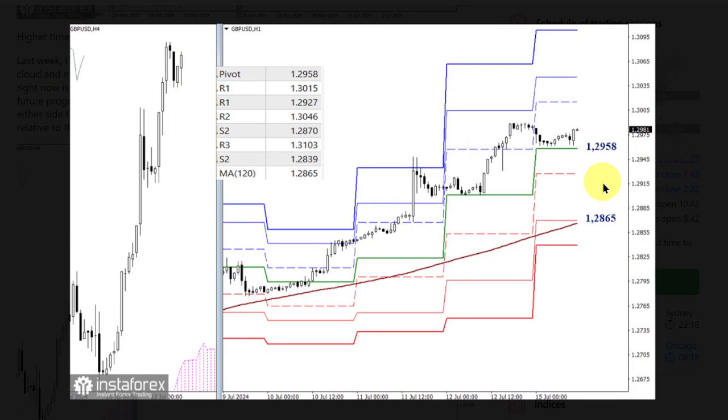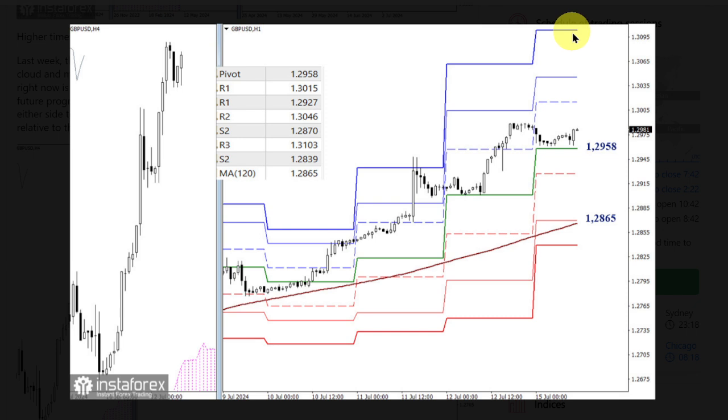The bulls currently have the main advantage on the lower timeframes. If GBPUSD continues to rise, they will encounter resistance at the classic pivot levels of 1.3015, 1.3046, and 1.3103.